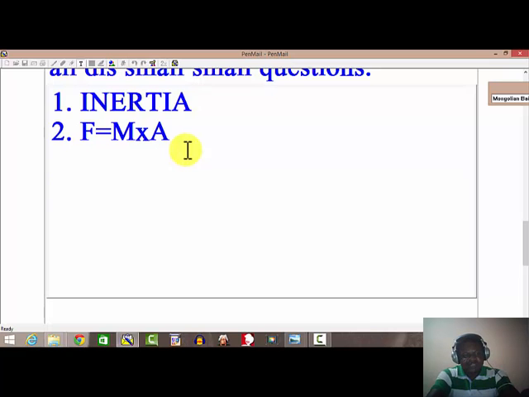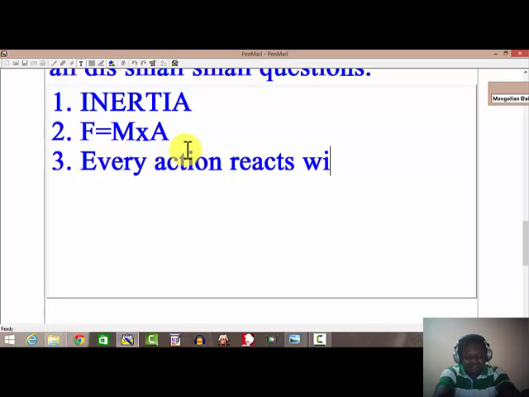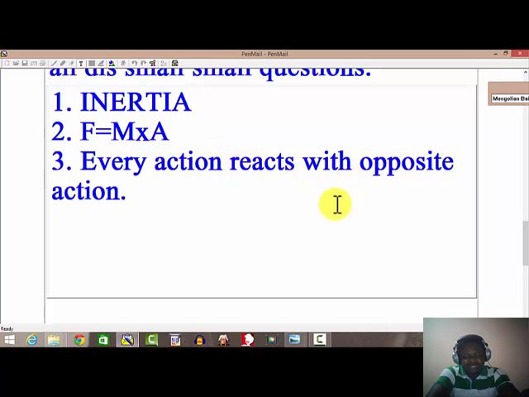So he came up with another law. He said that he observed... Rather, it didn't just come up. He was just observing nature. He observed that every action reacts with an opposite action. Every action reacts with an opposite action.